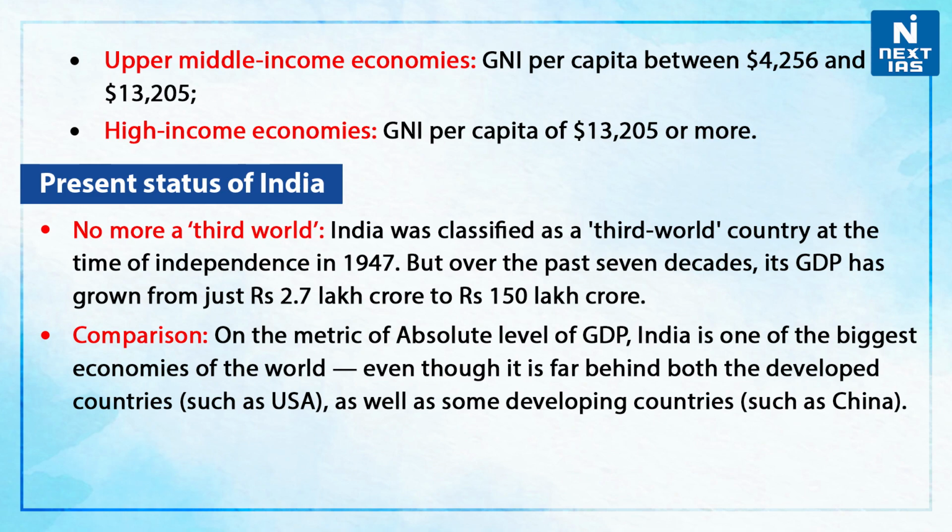India was classified as a third world country at the time of independence in 1947. But over the past 7 decades, its GDP has grown from just rupees 2.7 lakh crore to rupees 150 lakh crore. If we talk about the comparison, now on a metric of absolute level of GDP, India is one of the biggest economies of the world, even though it is far behind both the developed countries such as USA as well as some developing countries such as China.